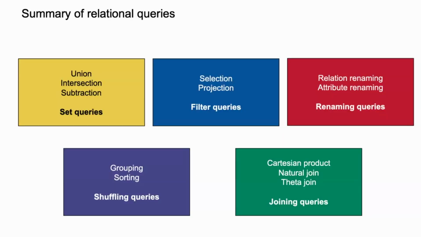Well, that's a menu. We can union, intersect, subtract tables. We can select on tables. We can project on tables. We can rename the attributes, rename the relation. We can also shuffle data around. We can group. We can aggregate. We can sort. And then we can join. We can do the Cartesian products of tables, the join, and so on.